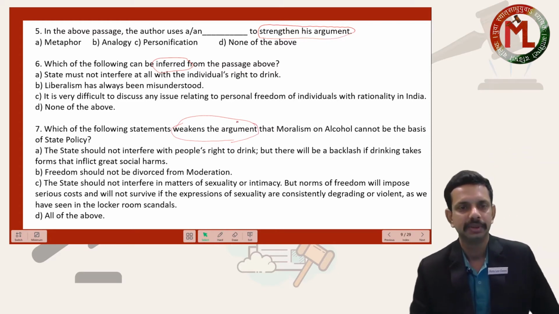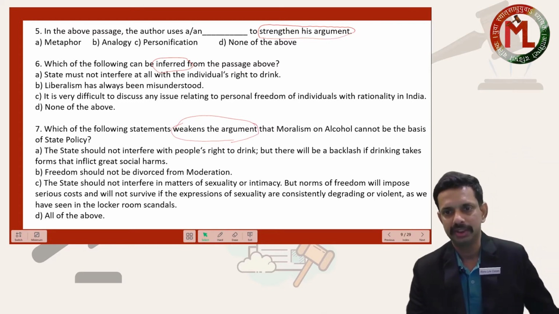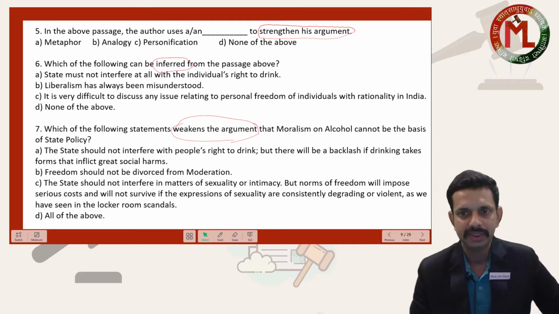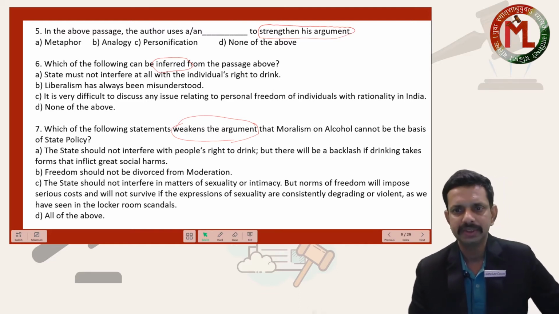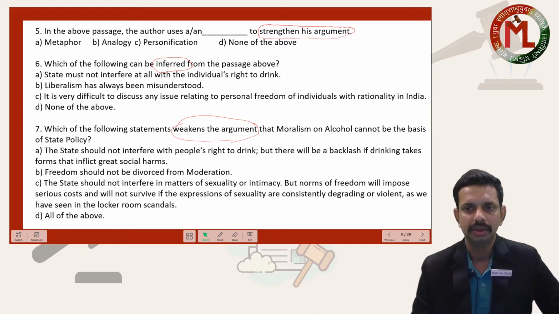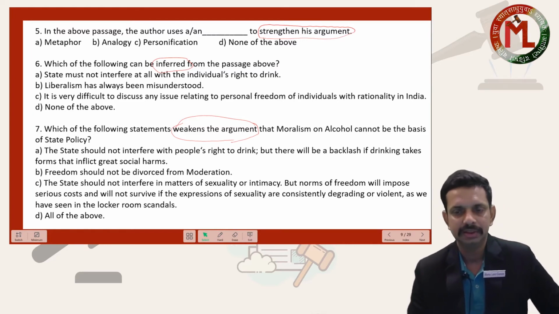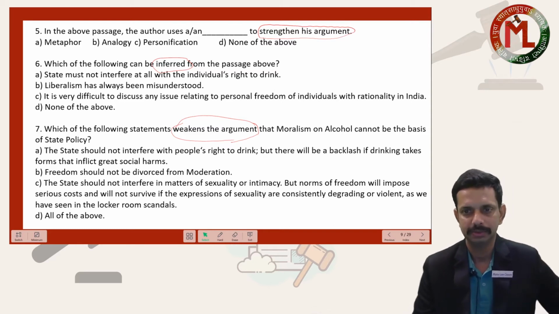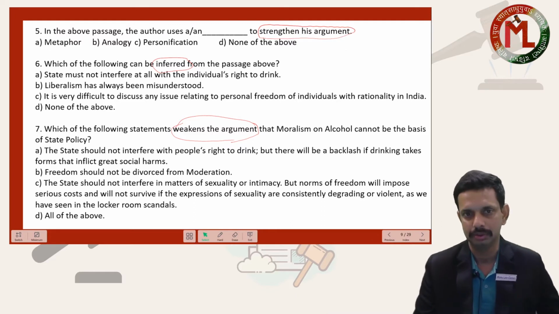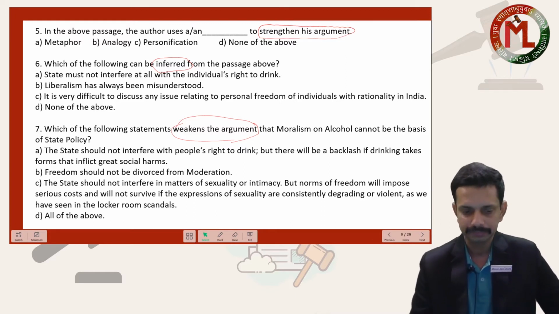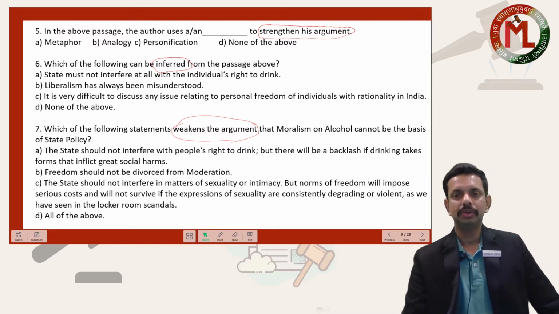Now, an argument is said to be strong if it is based on universal facts, government orders, or basic facts. But if something is based on speculation, something which is not based on normal universal facts, then it weakens our argument. Something which is not universal in nature weakens our argument. So you have to take a look at all these things.